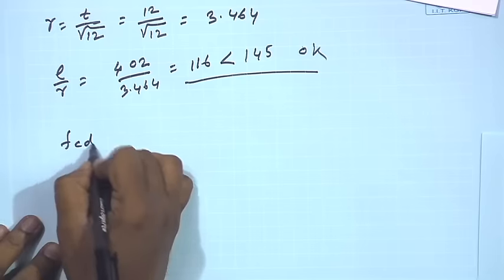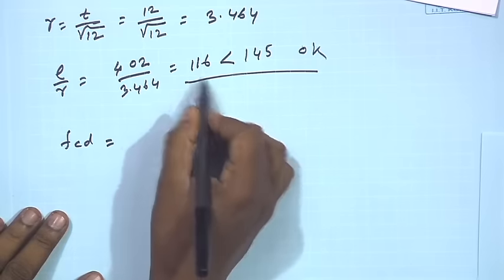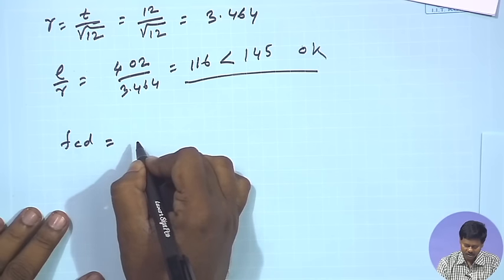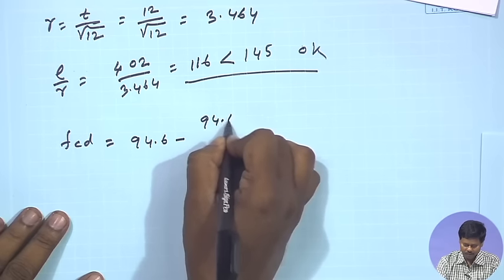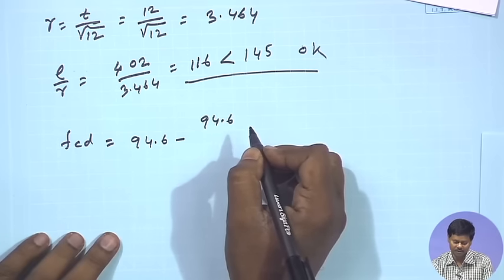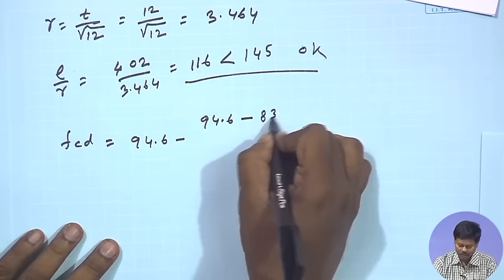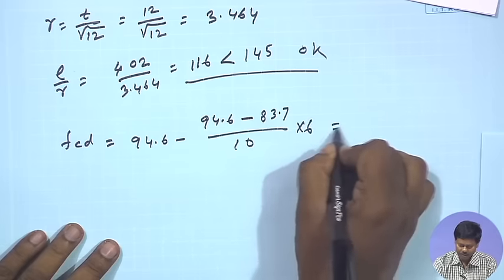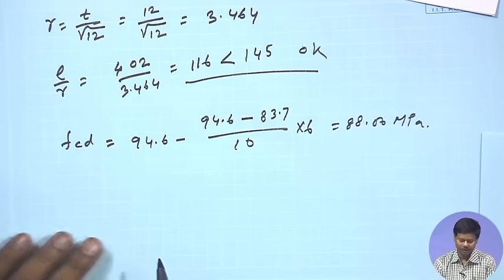Now, we will find out the compressive stress FCD. FCD of the member can be found because slenderness ratio is given. Now, from table 9C we can find FCD: 94.6 is the FCD value corresponding to 110 and 83.7 is corresponding to 120, so by interpolation, 94.6 minus 10.9 by 10 into 6 gives 88.06 MPa, the FCD value.